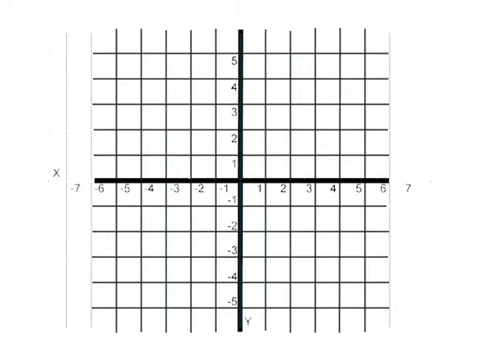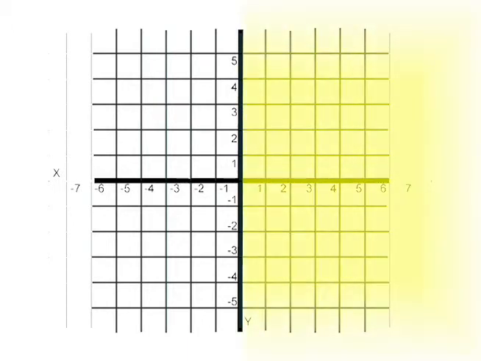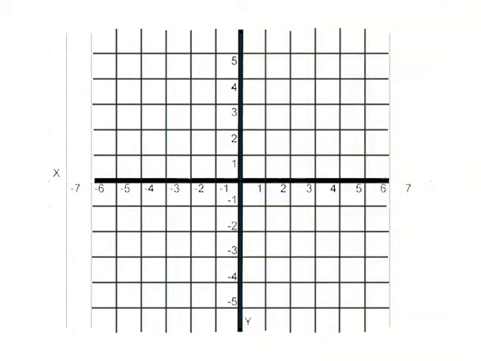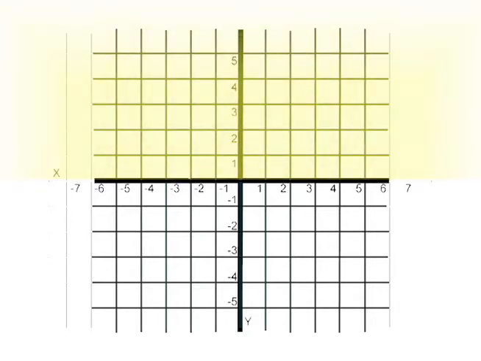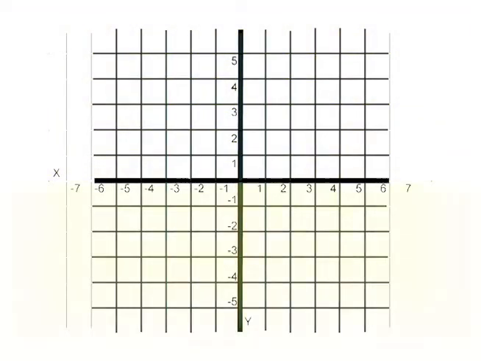A positive x value means the point will be on the right side of the y-axis, and a negative x value means the point will be on the left side of the y-axis. A positive y value means the point will be above the x-axis, and a negative y value means the point will be below the x-axis.